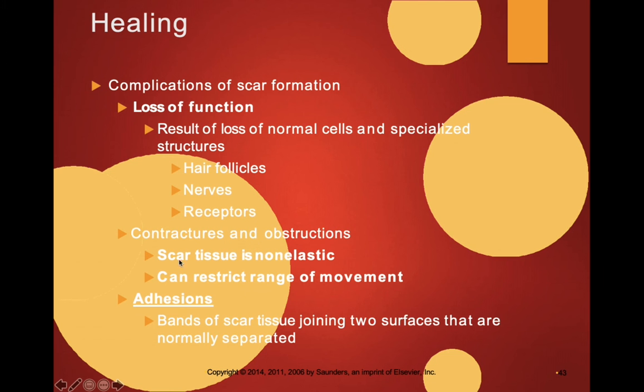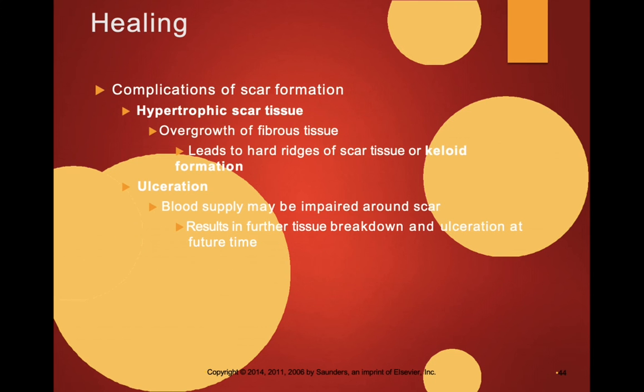Contractures and obstructions, because keep in mind when scar tissue forms, it's non-elastic, so it's going to restrict movement. And then these adhesions have this gluiness or stickiness, so you're going to have decreased range of motion. You can get hypertrophic scar tissue, where you get an overgrowth of fibrous tissue and it leads to hard ridges of scar tissue. And we're going to show you what that looks like. You can also see a keloid that develops. So we'll show you the difference between hypertrophic scar tissue and a keloid. It is quite obvious in its difference. And ulceration can be a complication.